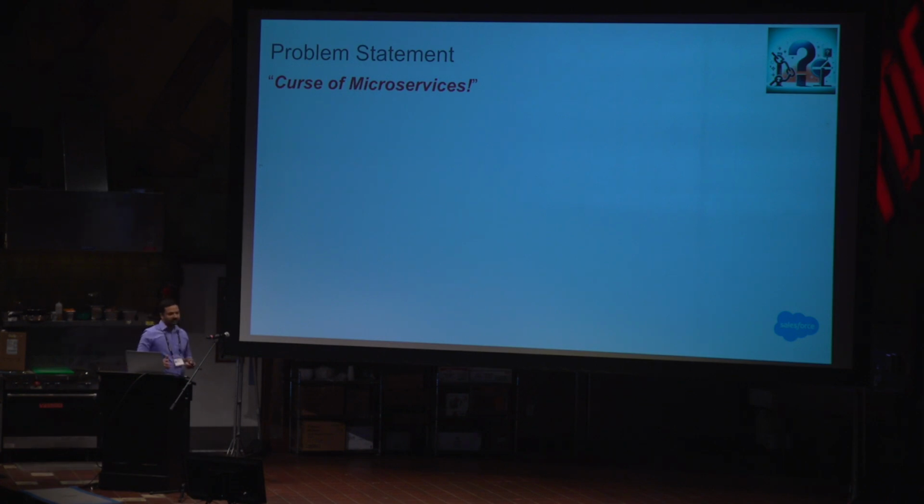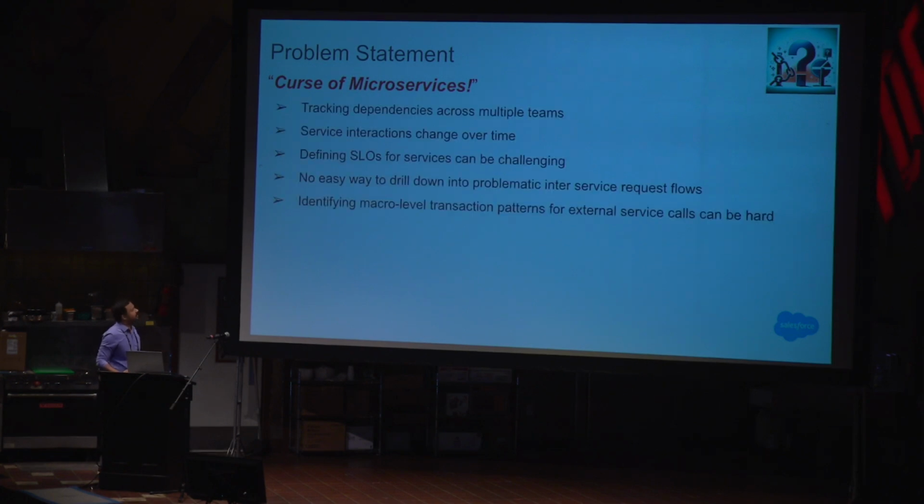But having said all that, the architecture has actually served us well for so many years now in terms of how we scale out features independently, how we keep good separation of concerns, and all the goodies that come with the microservice architecture. However, it has its own set of drawbacks, right? Multiple teams own multiple services, so tracking dependencies across teams is quite hard, and these service interactions are never static. They evolve, they change over a period of time, and it is important to track them as well.